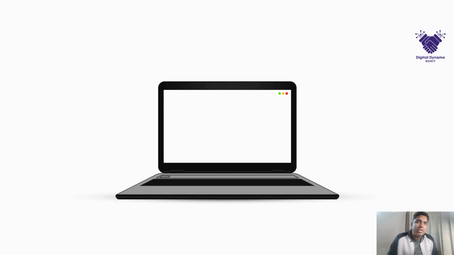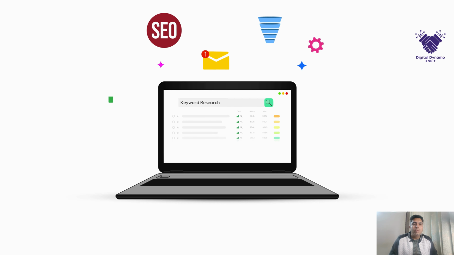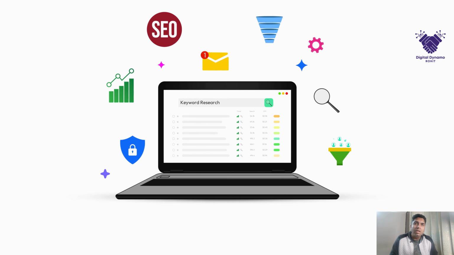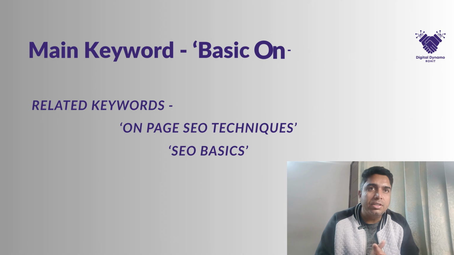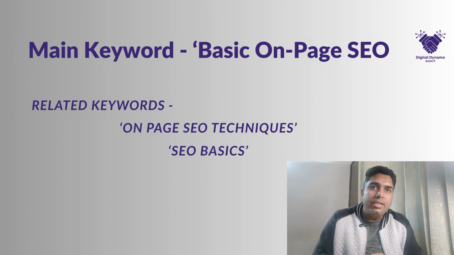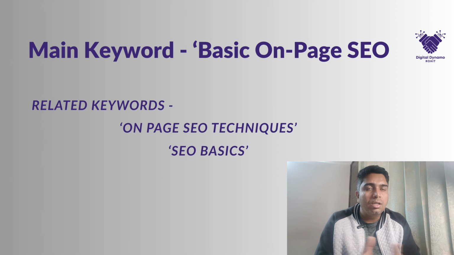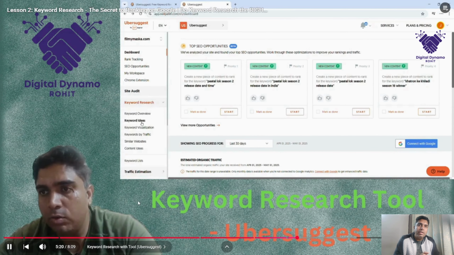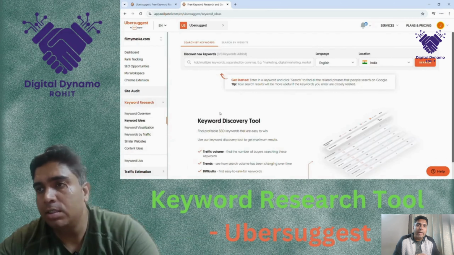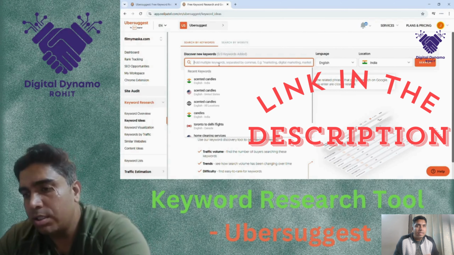The very first thing you will do under on-page SEO is keyword research. You have to choose one main keyword and other related keywords. For example, the main keyword is Basic On-Page SEO, and related keywords are on-page SEO techniques, SEO basics. These are related keywords. I have covered keyword research in my lesson number 2. There is a separate lesson created already on keyword research. You can go through that. I will share the link in the description.